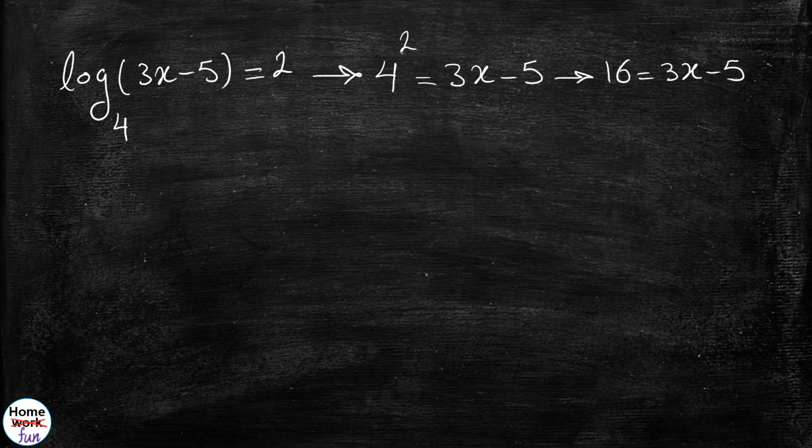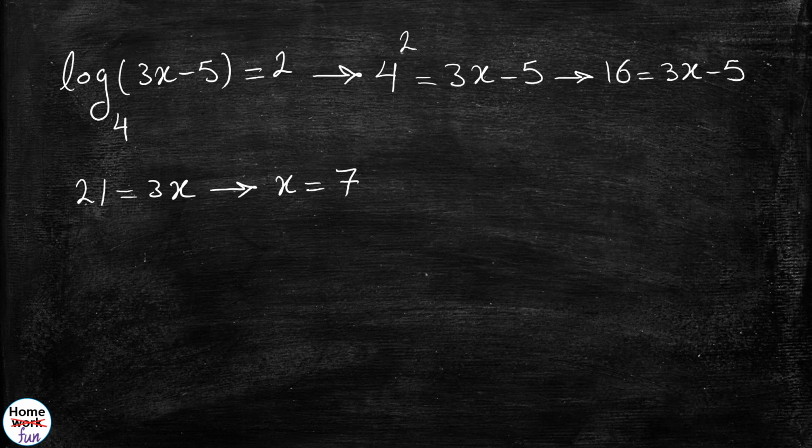So I take all the numbers to one side. So minus 5, or I could say I add 5 to both sides of the equation. So I have 21 equals 3x. Divide both sides by 3, x equals 7.